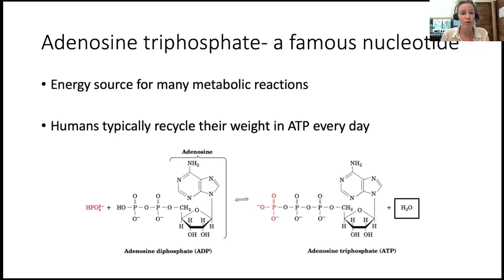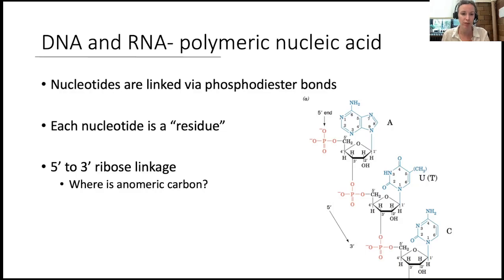Let's talk a little bit about the polymeric form. So what happens when we start building up these nucleotides together? Well, we form the polymer DNA or RNA. Nucleotides are linked to one another via phosphodiester bonds. Why phosphodiester? Well, we have this diester arrangement about the phosphate.